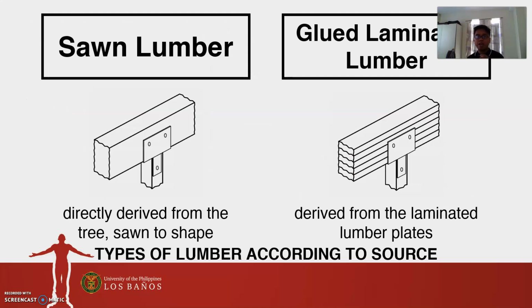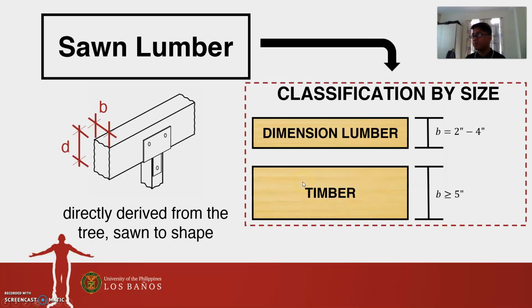Okay, so before we dive into the reference design values, we need to differentiate sawn lumber from glued laminated lumber. Sawn lumber is directly derived from the tree and then sawn to shape, while, as you can see here, glued laminated lumber is derived from laminated lumber plates.